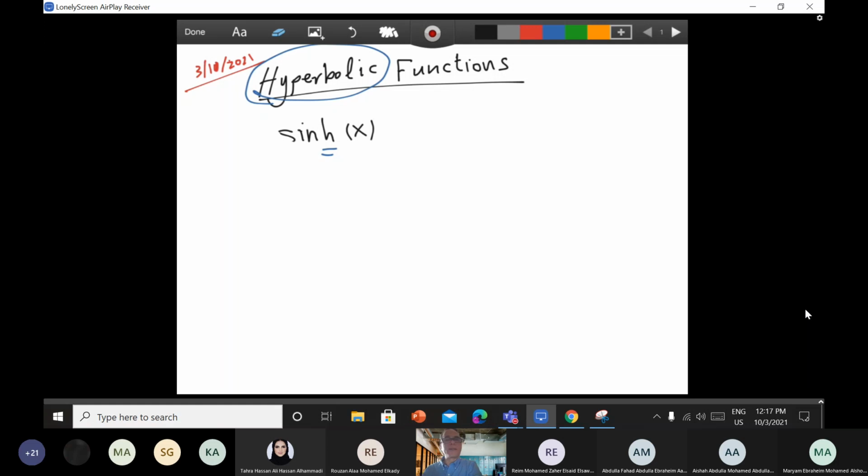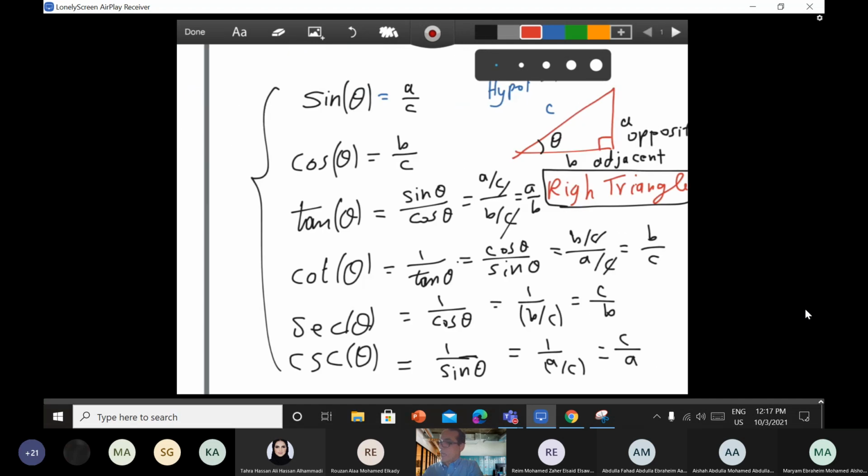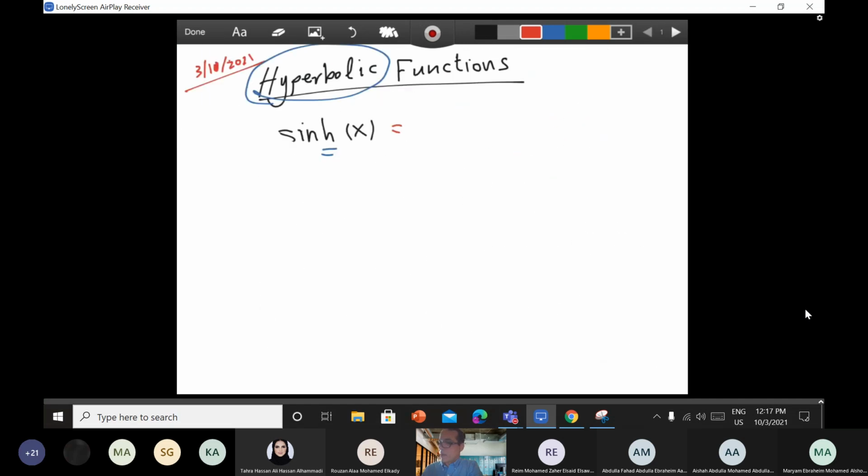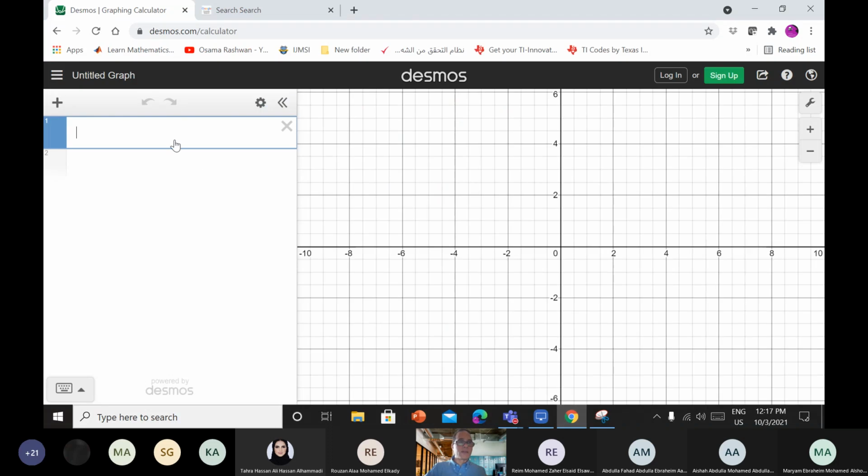The mathematician who has done this one, he found what? He found no need for the right triangle like this one, and he found the algebraic term for the exponential function over 2. Okay, look at this one. We will go for this one and graph it.